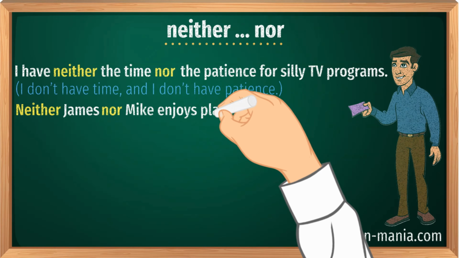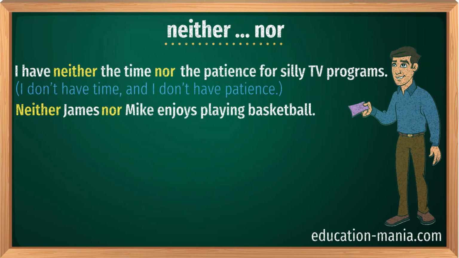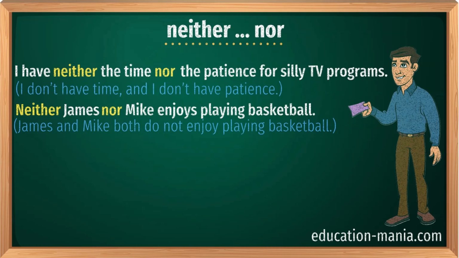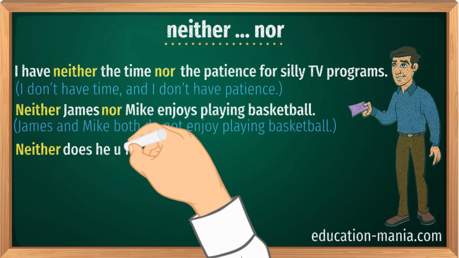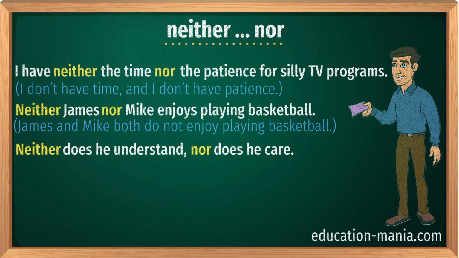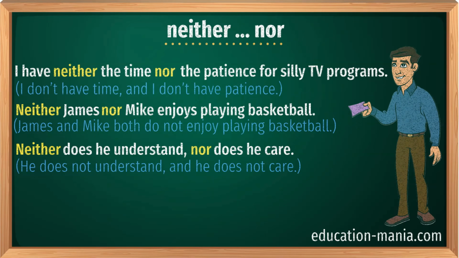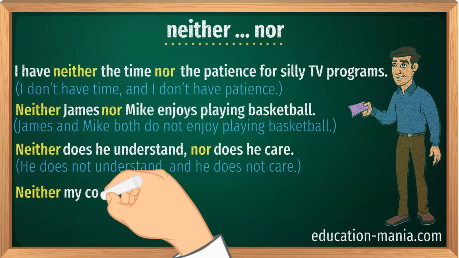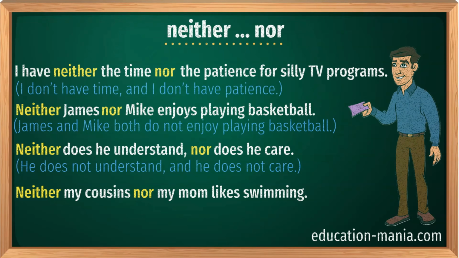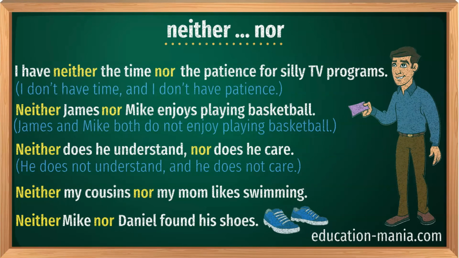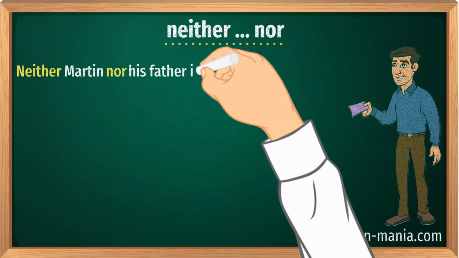Neither James nor Mike enjoys playing basketball. James and Mike both do not enjoy playing basketball. Neither does he understand, nor does he care. He does not understand, and he does not care. Neither my cousins, nor my mom like swimming. Neither Mike nor Daniel found his shoes. Neither Martin nor his father is tall.